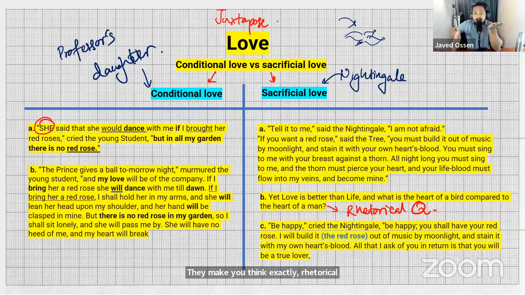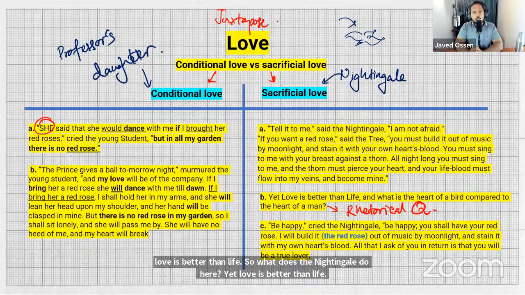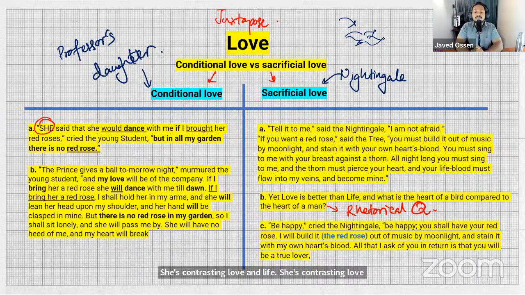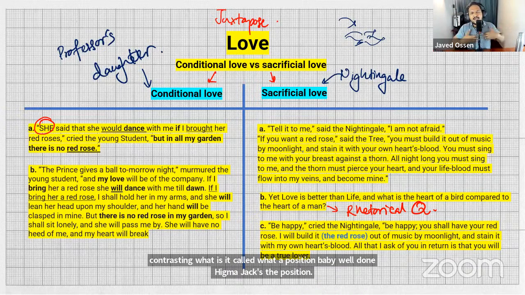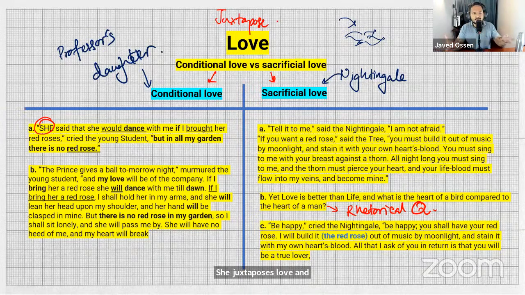So what does the Nightingale do here? Yet love is better than life. She's contrasting love and life. And when there is a contrasting, what is it called? Well done, Hikmah. Juxtaposition. She juxtaposes love and life. And what does she say? And what is a heart of a bird compared to a heart of a man? That means her heart is useless compared to the heart of the young student. The man that she is talking about is the young student. And well done, Zahara and Sayyida and Hikmah. Juxtaposition is the technique when you are contrasting two opposite things.